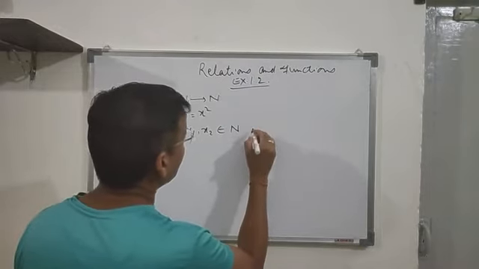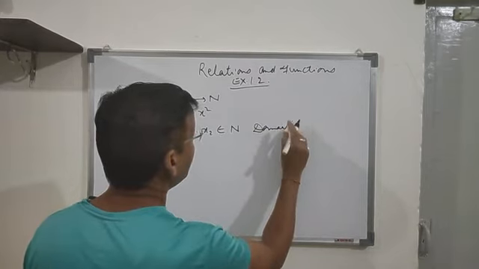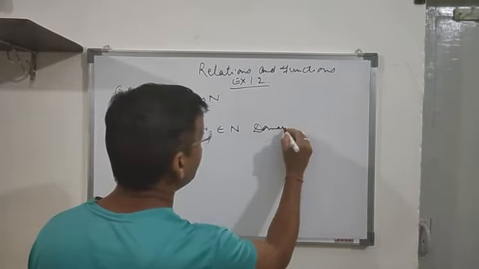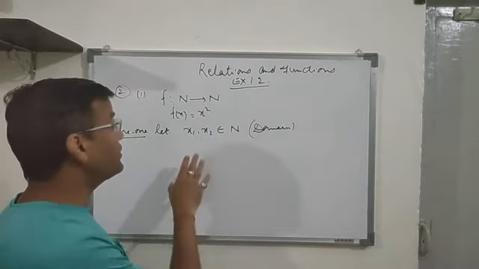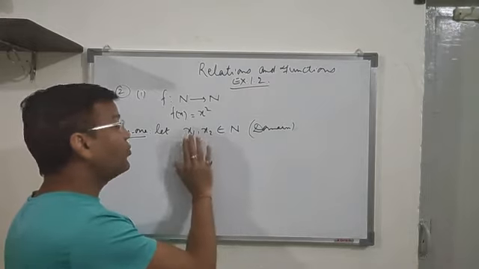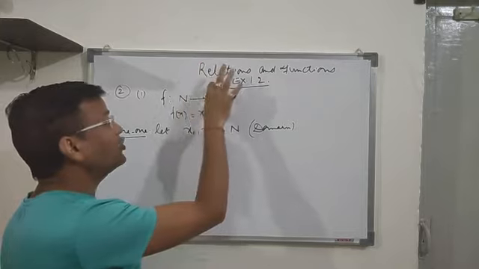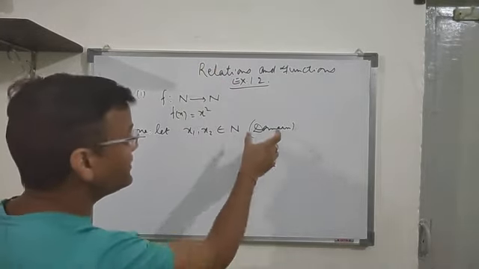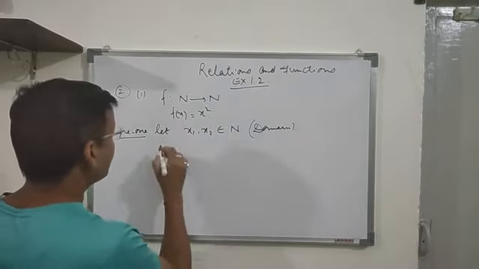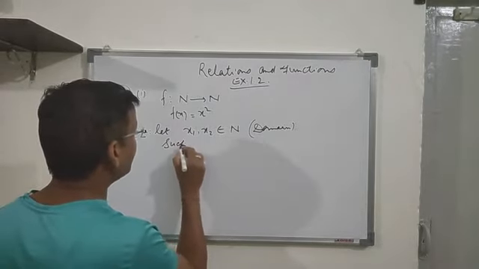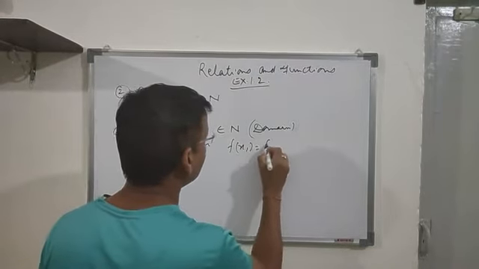That is the domain. As I told you earlier also, if the domain and the codomain are the same set, you have to mention from where you are taking the elements. It's very important to mention where the two elements are taken from, so it has to be written as domain. I am taking two elements from the domain, such that their functional values are equal: f(x1) equals f(x2).